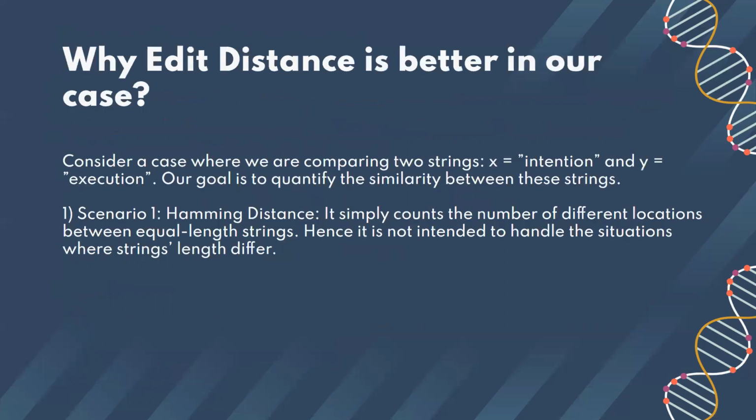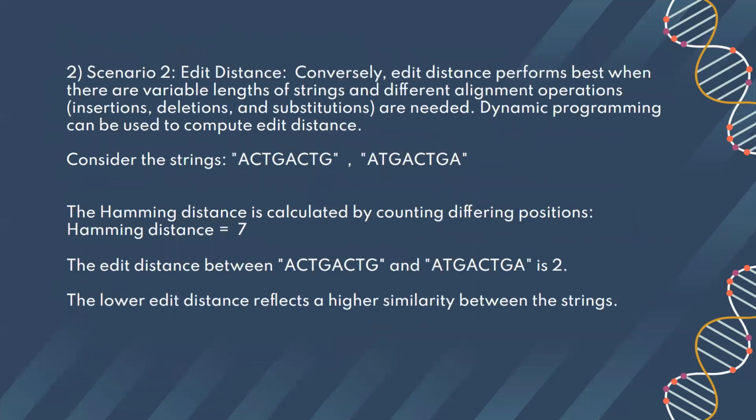Now, why is edit distance better in our case? Here we are looking for similarity among the code words. So that's why edit distance is better in our case, and we are also including an example here. In this example, we can see that these two code words look similar, but the Hamming distance among them is 7 and the edit distance is 2. So the similarity is better reflected by the edit distance. Hence, we will use edit distance in our further algorithm.